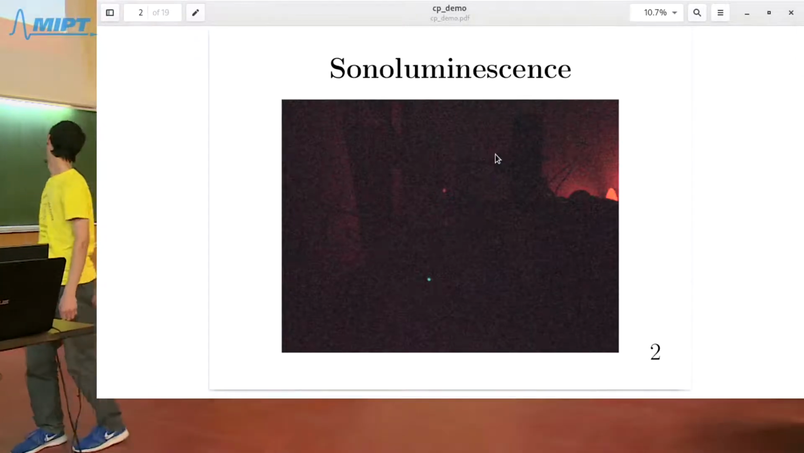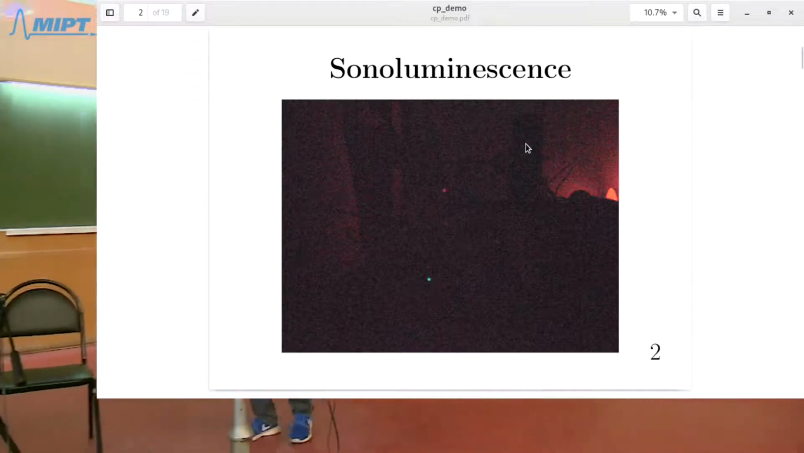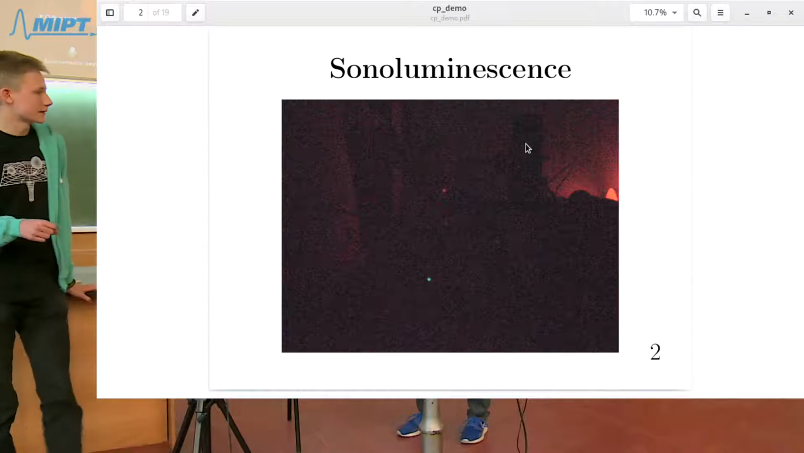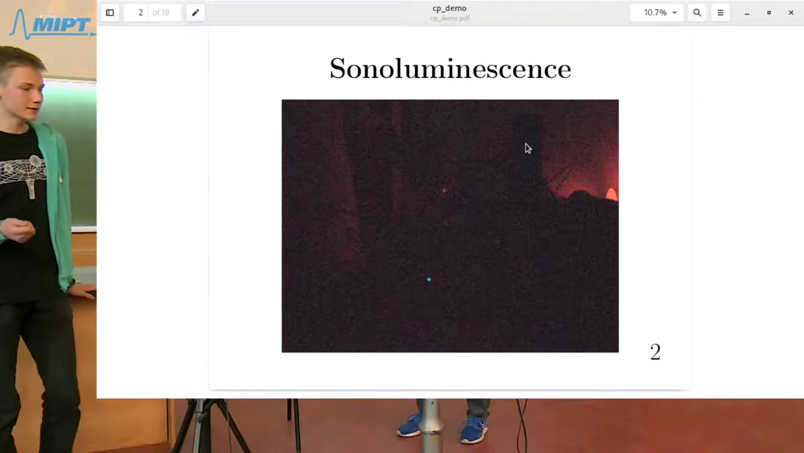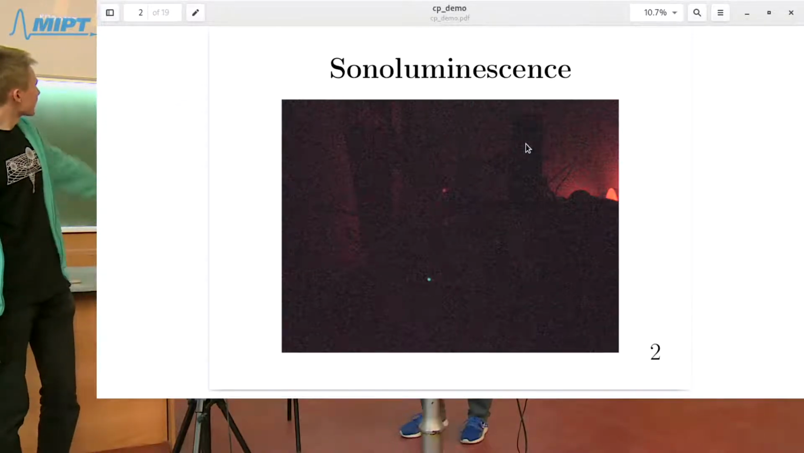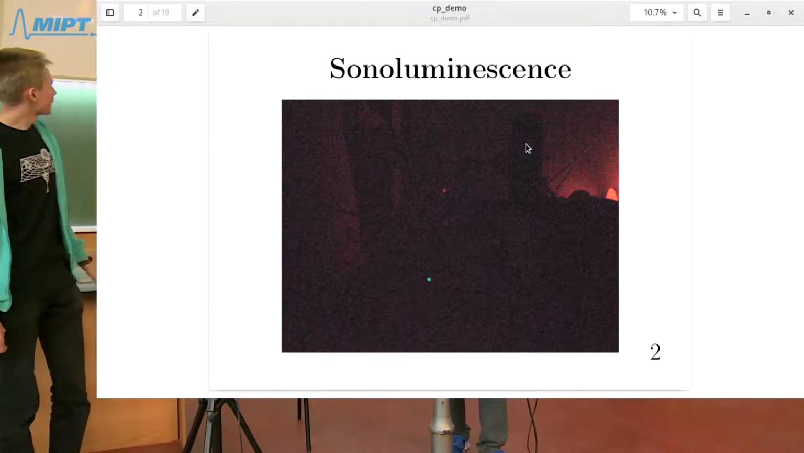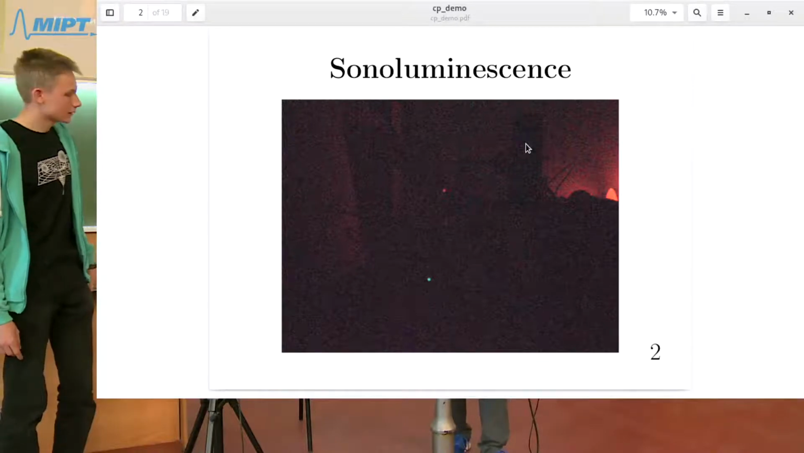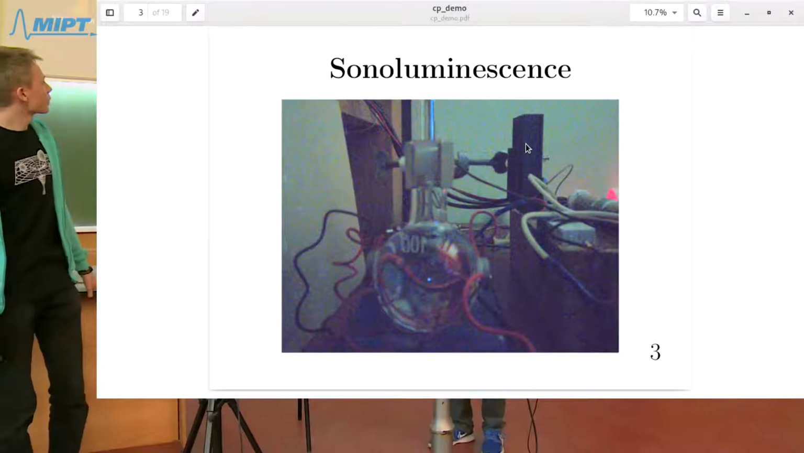So what is sonoluminescence? Sonoluminescence is a phenomenon where a bubble suspended in a liquid and exposed to intense acoustic fields emits light. On the slide, you can see a white dot, if you can. And so this is the glow of the bubble. And this is a little bit brighter one.